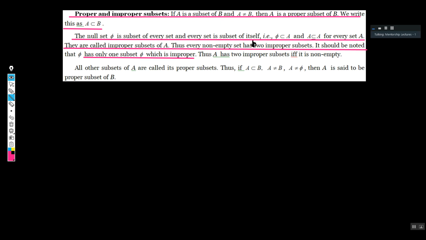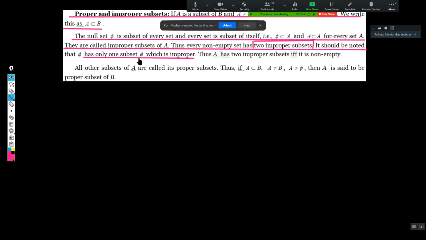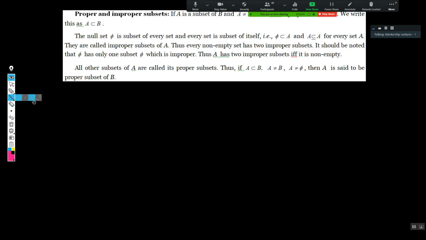I am saying only these two. What I am saying is there are two improper subsets for every set, but only one exclusion here. That exclusion is for the null set, because the null set has only one improper subset, itself. So thus A has two improper subsets if and only if it is non-empty. Non-empty. Important, please. I'm insisting upon this. Any set A has two improper subsets if and only if it is non-empty.